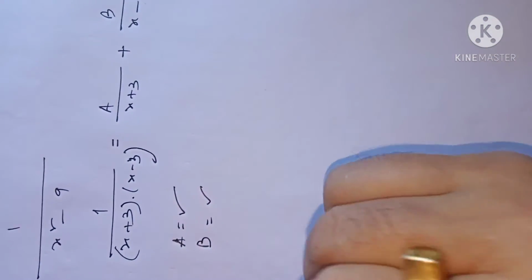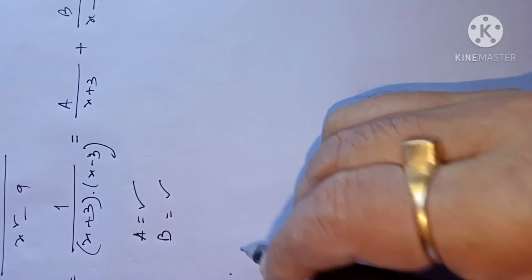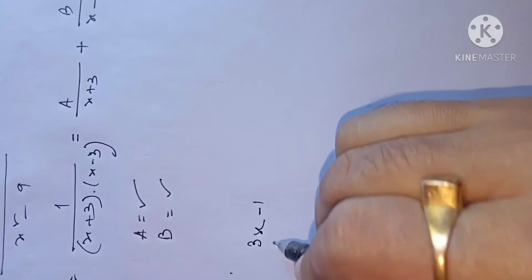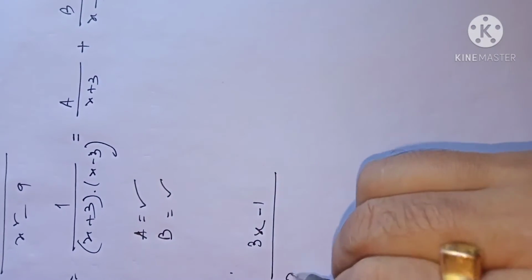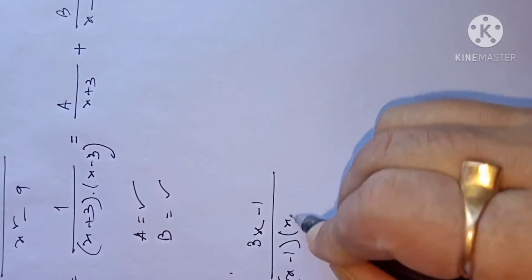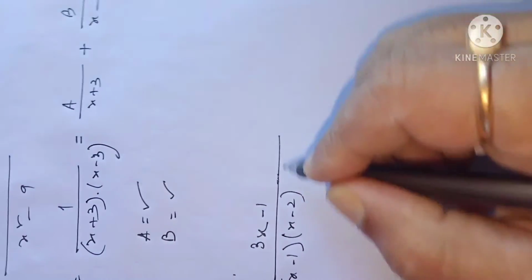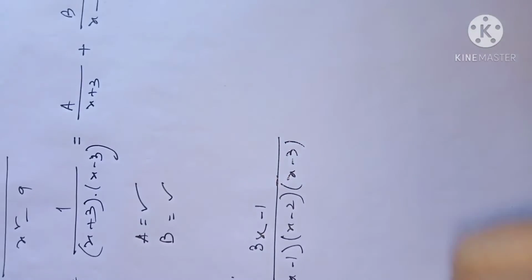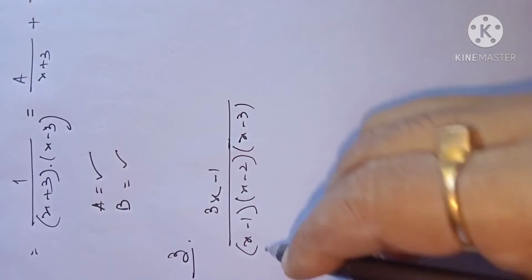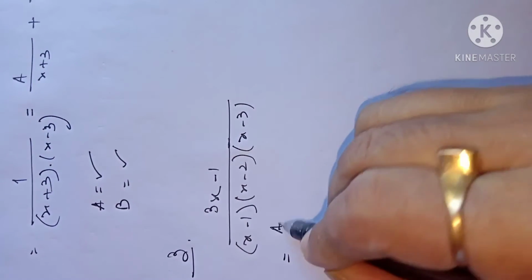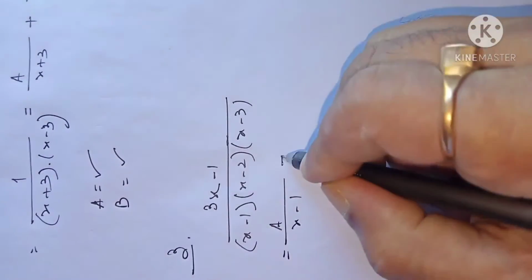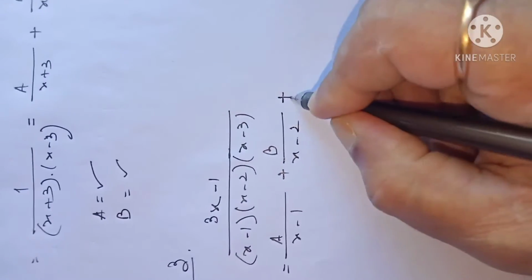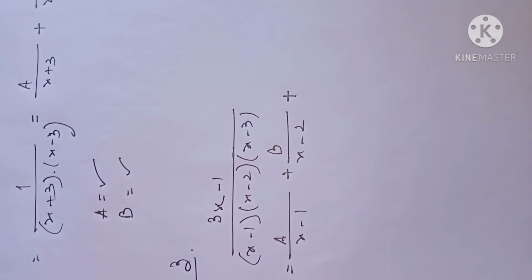One more you see, that is question number 3. The expression is 3x minus 1 by (x minus 1)(x minus 2)(x minus 3). If we write in partial fractions, then it will be a by x minus 1 plus b by x minus 2 plus c by x minus 3.